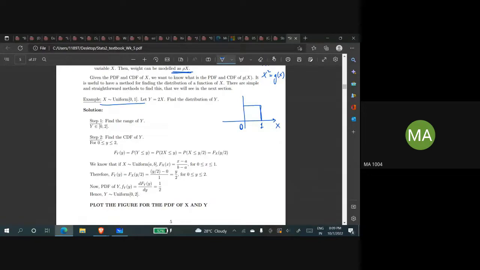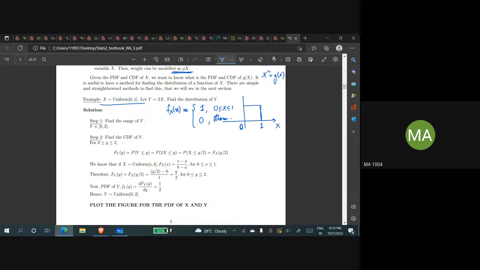If x is uniform in 0 1, can somebody tell what its PDF is? The PDF will be 0 if x is less than 0, and after 1 it is 0. So f_X(x) is just 1 for x lying between 0 and 1, and 0 otherwise. This we can say. Yes. So okay, you know that x is uniform in 0 1.